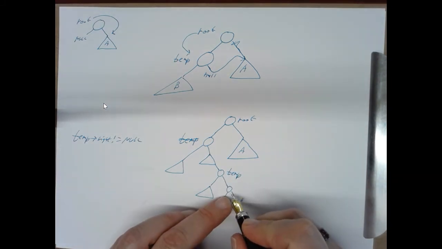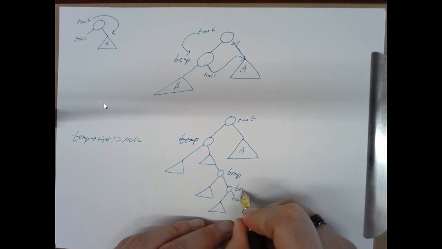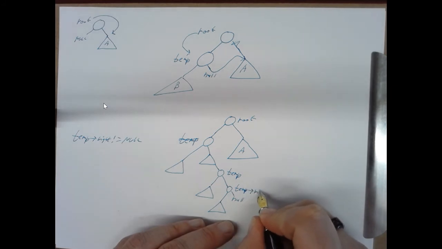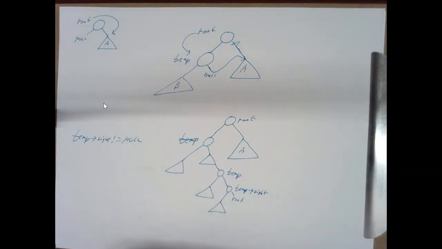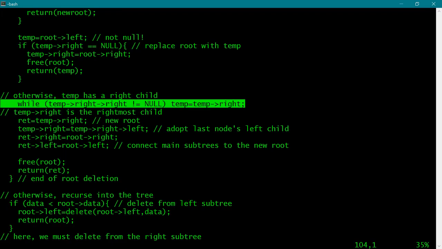Temp right is the largest node, and temp right is null. So this will be temp right. And then temp right is null. So we loop while temp right is not null, temp equals temp right. That marches down the right side of the tree until we get to the point where temp's basically what we've been calling previous. So temp right is the rightmost child, temp is the previous node.